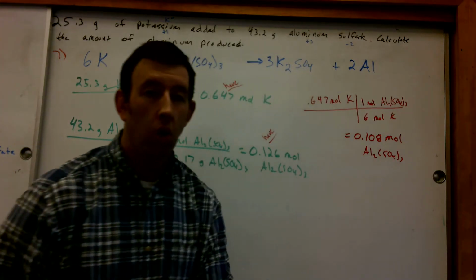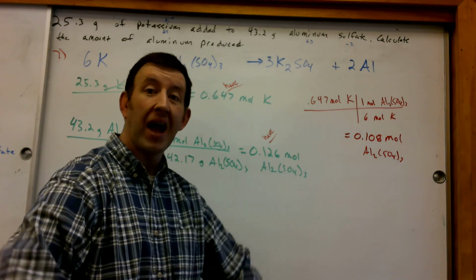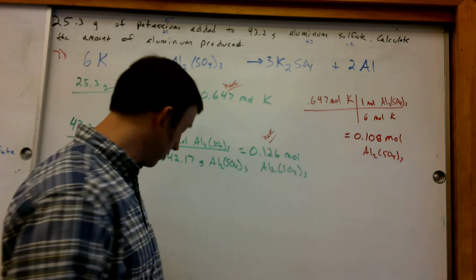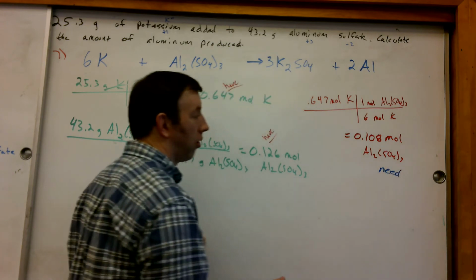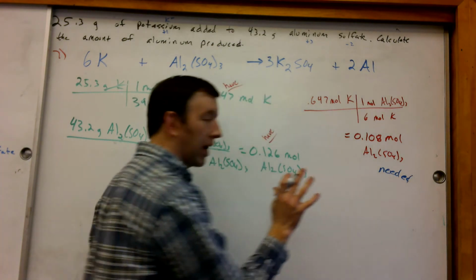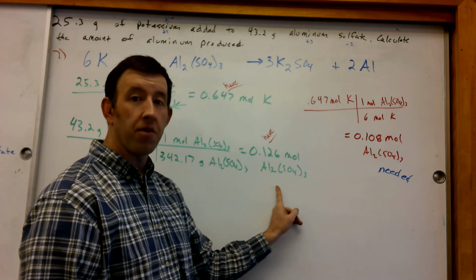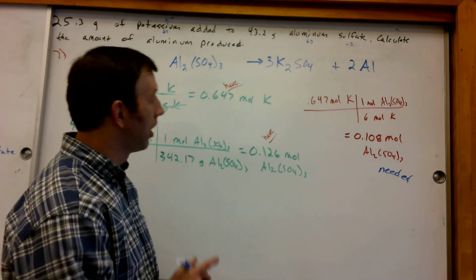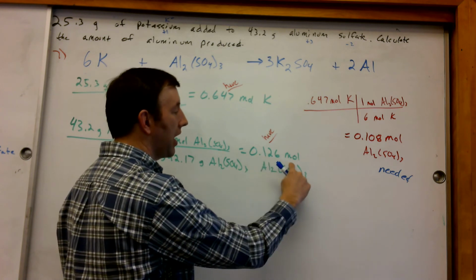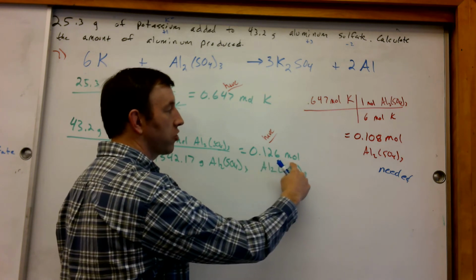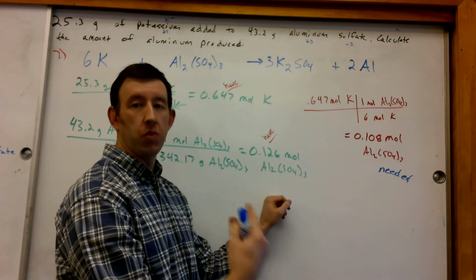So what did I just calculate? I calculated the theoretical amount of aluminum sulfate I would need to use all of this up. I'm going to label this "needed." This is aluminum sulfate, so I need to compare it to my other number for aluminum sulfate. I have how much I have and how much I need. I have 0.126 moles of aluminum sulfate. I need 0.108. So I have more aluminum sulfate than I need.